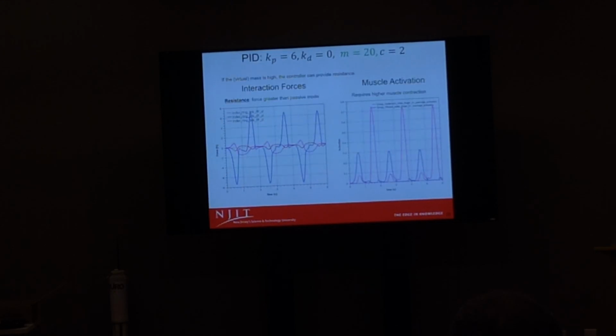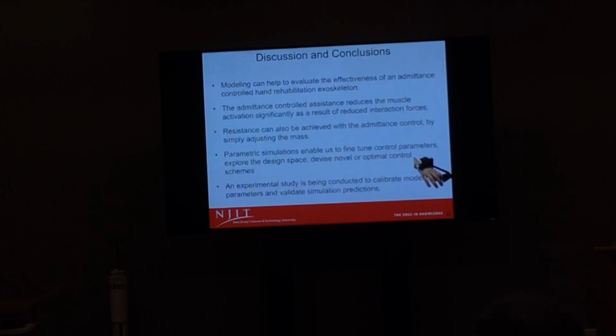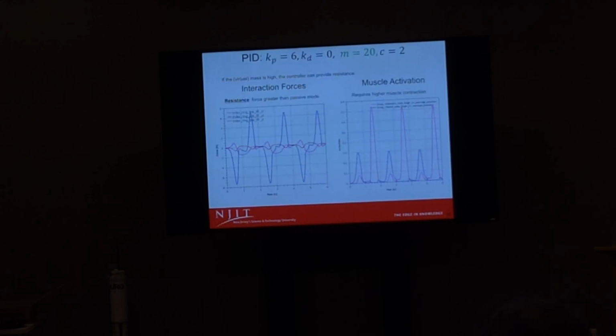And you can also provide resistance. Say, when the patient becomes stronger, you want this device to provide resistance instead of assistance. So very easy. You can turn up the mass parameter, which makes it kind of drag you behind. So that's the kind of thing we can do here.